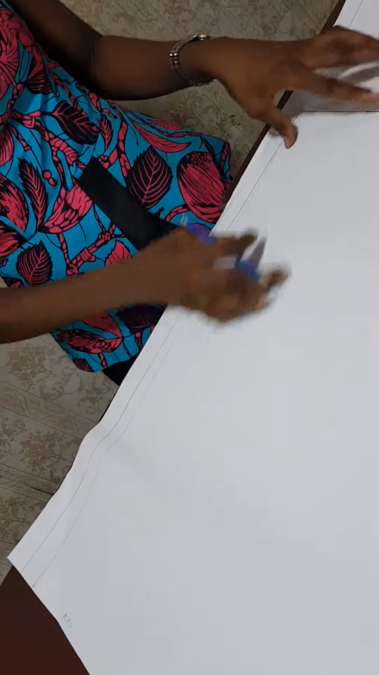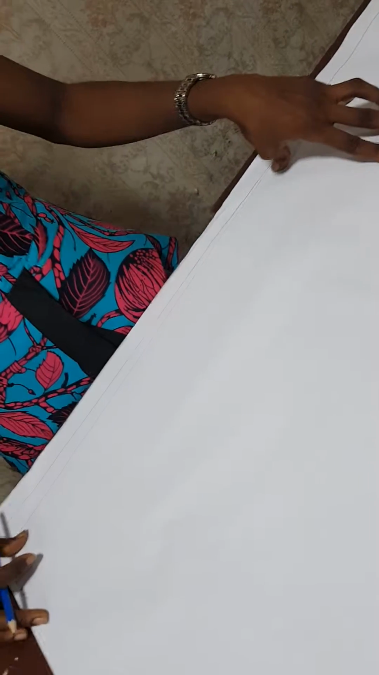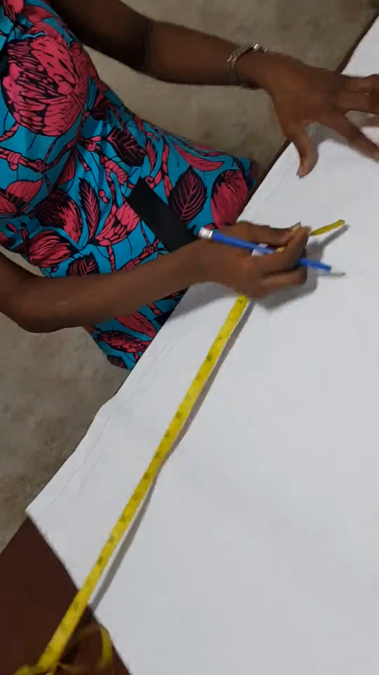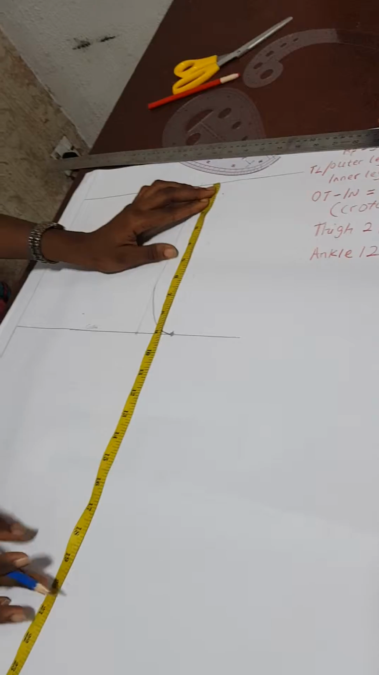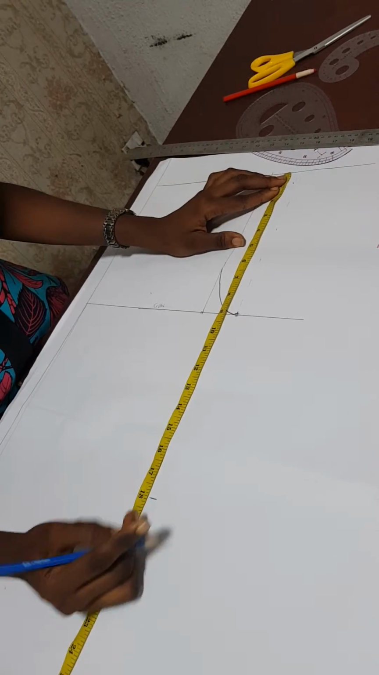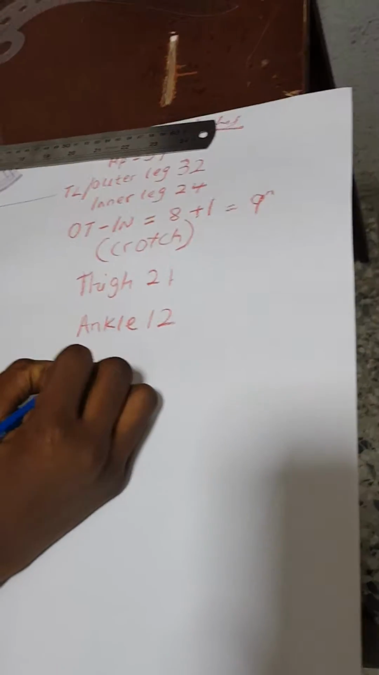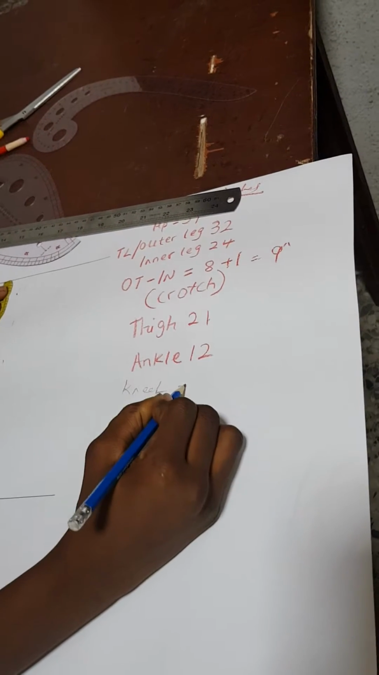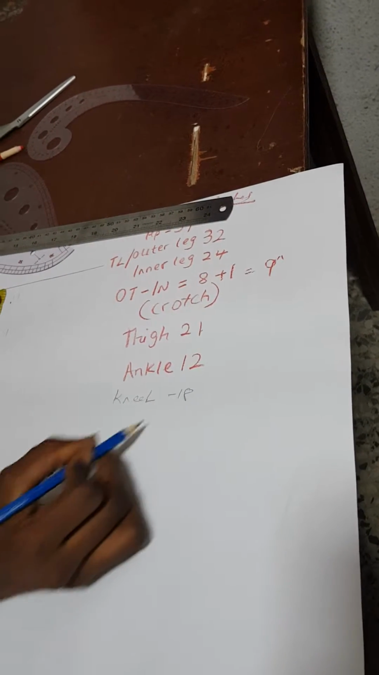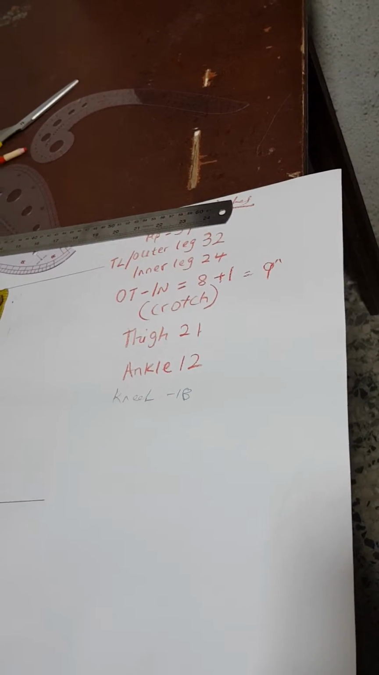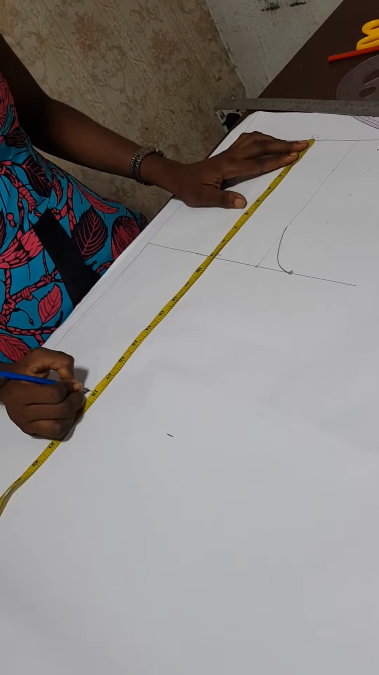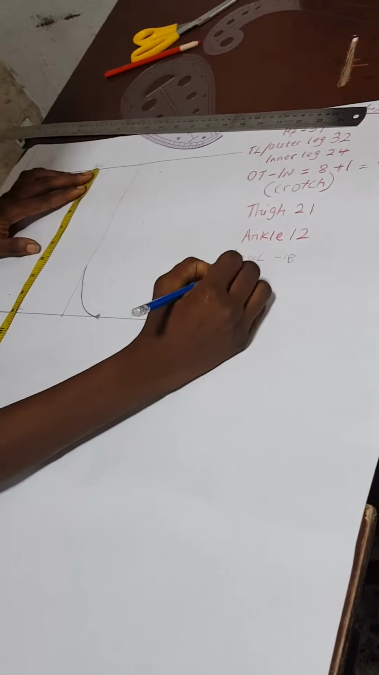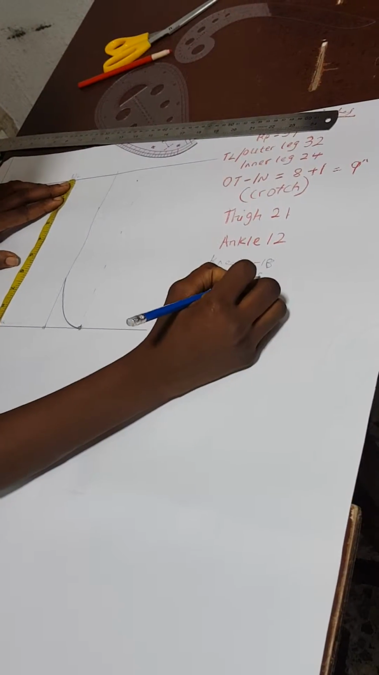Okay, so I'm trying to draft the front part of the trouser. So from my waist, I need to locate my knee. My knee is at 18 inches. I think I didn't do that. So my knee length is 18 inches. So I'm going to locate my knee. My knee length. Around my knee is also 18 inches.